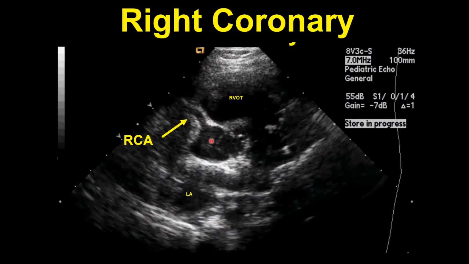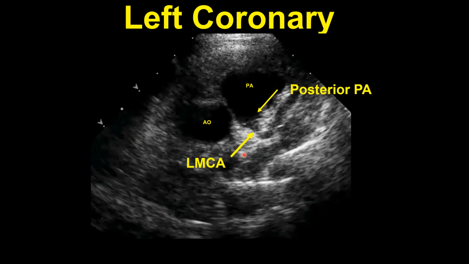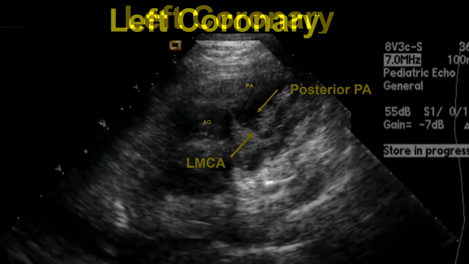So let's look at the right coronary artery. Okay, we can see it's a little bit bigger, but you might pass that off as normal. Here's the RVOT and the left atrium. Let's have a look at the left coronary artery. Here we can see the aorta and the pulmonary artery. Here's the left main coronary artery, and again we can see this is coming into the posterior part, and look at that angle. It comes off posteriorly and it has to make almost a right angle to get to its supply of blood flow from the right coronary artery.